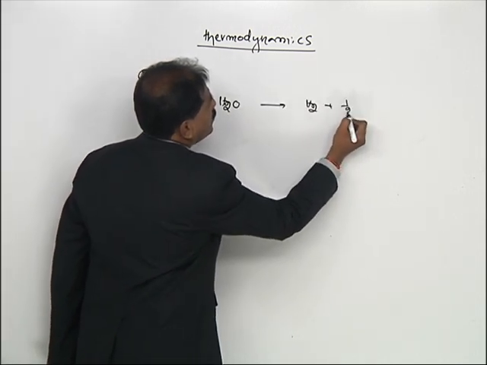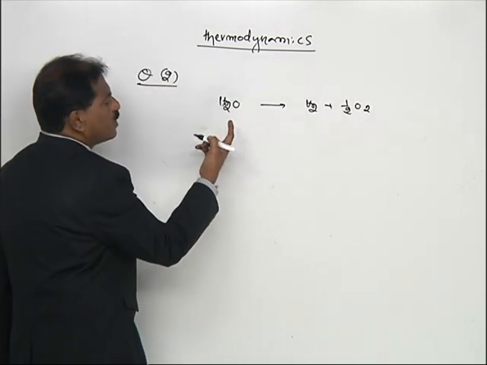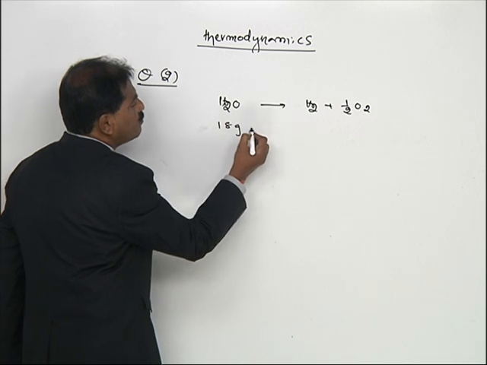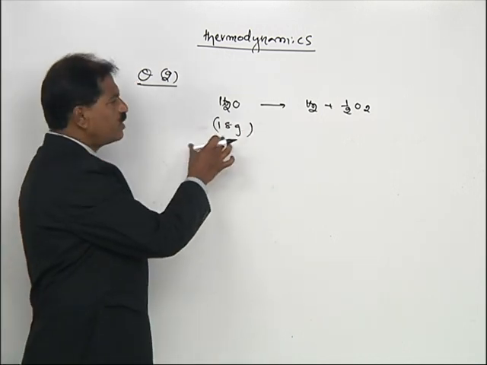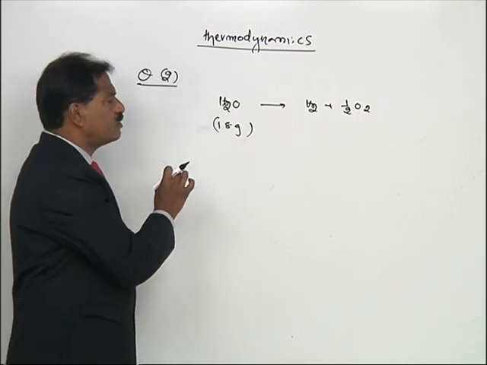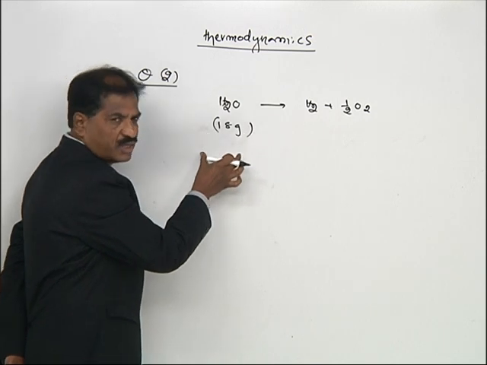This is the decomposition reaction of water. Here, according to the stoichiometry, 18 grams of water is participating. But in the problem, the heat required is given for 9 grams of water. Therefore, first we calculate the quantity of heat required for decomposition of 18 grams.